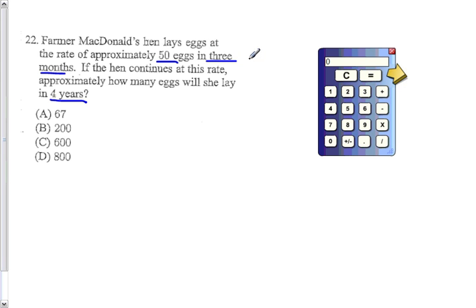So there are 4 three-month periods in a year. So she's laying 50 every 3 months times 4. And we'll see how we come up with that 4. You can do 12 months in a year divided by your 3 months. There'd be 4 periods like that. So our 50 times 4 means that she can lay 200 eggs in a year.